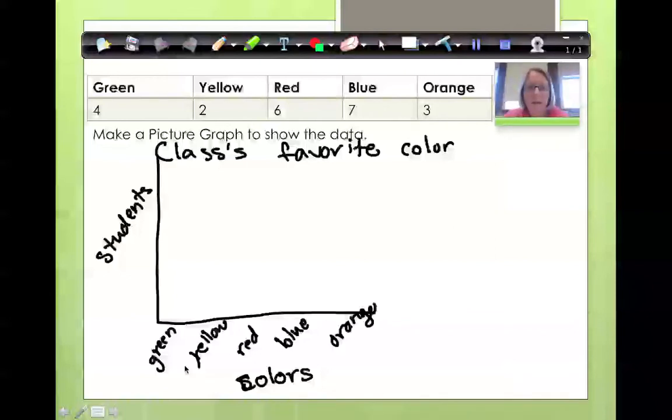Now we can label it, but it has to be a picture graph, so we have to do a picture. So I'm going to put a key down here, and I'm going to use hearts today. I'm going to say 1 heart equals 1 student. Okay? So green, how many hearts will I make? I'm going to make 4 hearts.